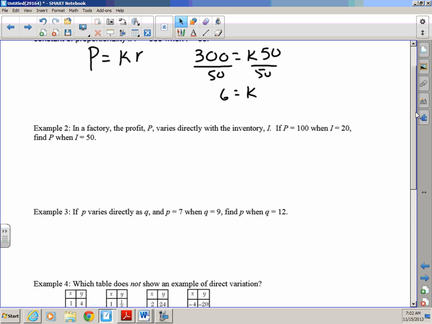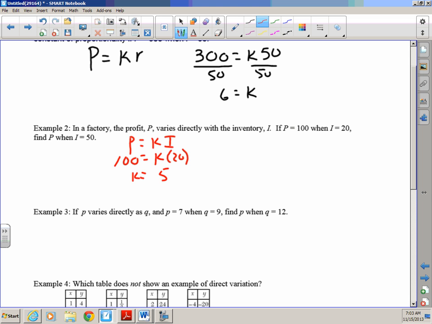Inventory. Profit directly varies with inventory. So find P when I is 50. All right? Now you'll see why constant of proportionality is the other term used. So what we're saying is P is equal to some constant times the inventory. So one way to solve this problem is that 100 equals some number times 20, so that we can easily see that K is 5, right?